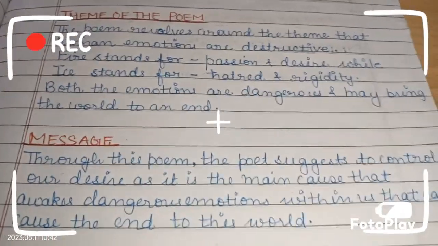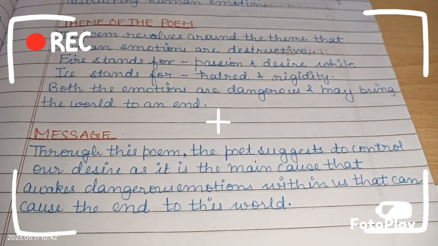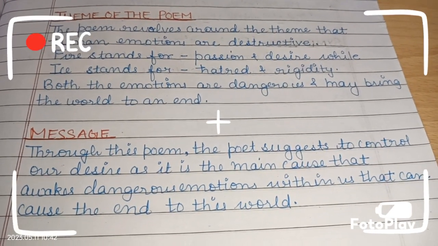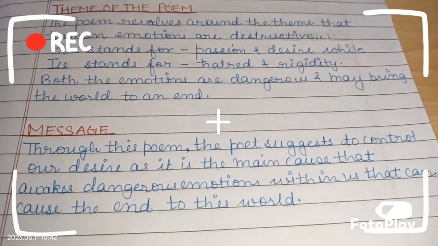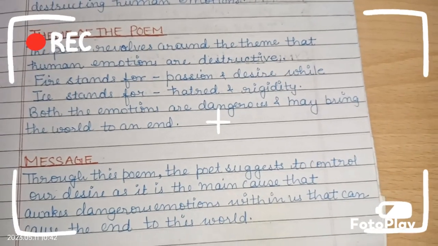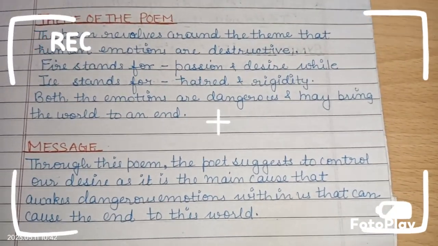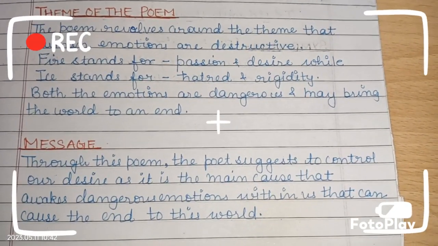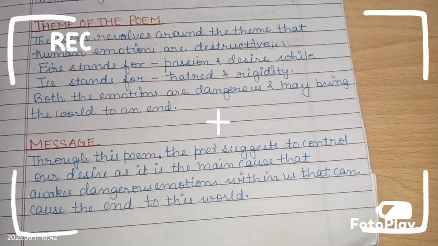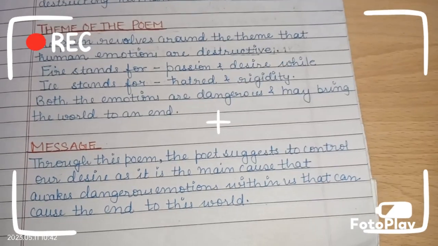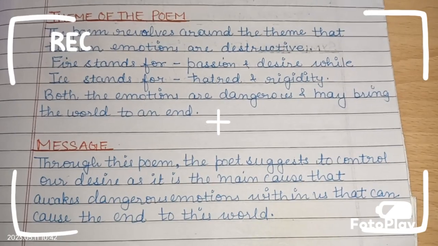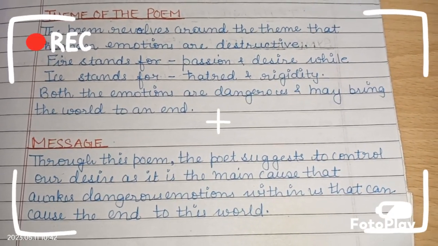Message. Through the poetry, the poet suggests we control desire, as it is the main cause that awakes dangerous emotions. What we can do to save the earth is control those negative desires and negative emotions, because negativity leads to mishap. If we are positive, and if we do understand the danger that we may cause to the earth, the world, definitely we may have control over this thing.